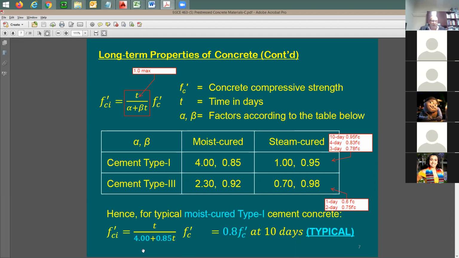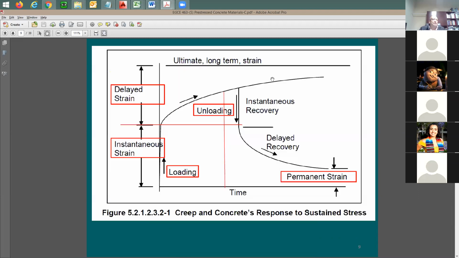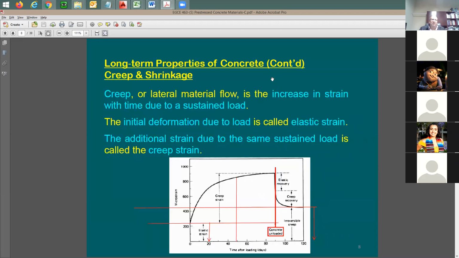So I guess you guys know how to use this equation. Am I correct? Yes. Okay, good. All right, excellent. You understand the difference between creep and shrinkage?